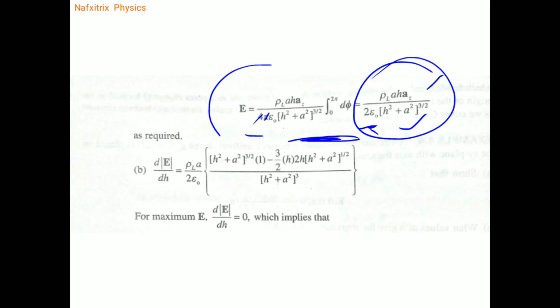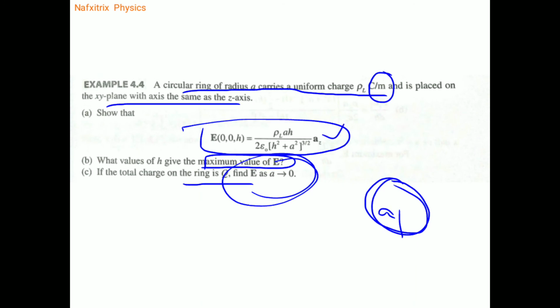So finally we have found the electric field because of the circular ring, h square plus a square whole to the power of 3 by 2. This was the thing that was asked. So it is the same as this, which we have proved now.